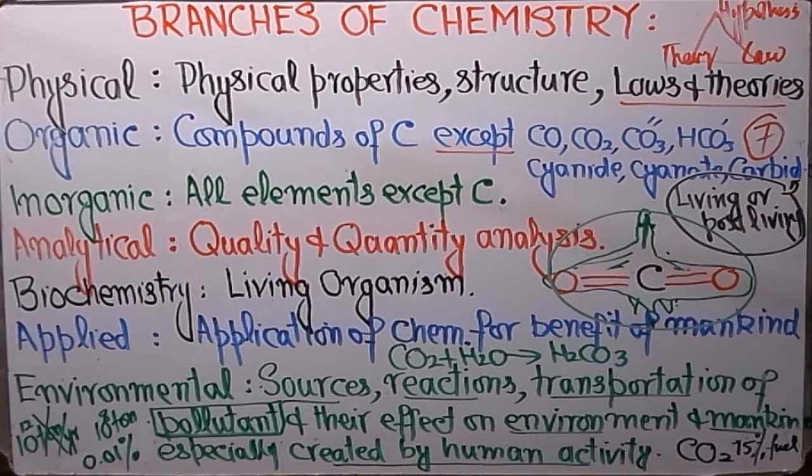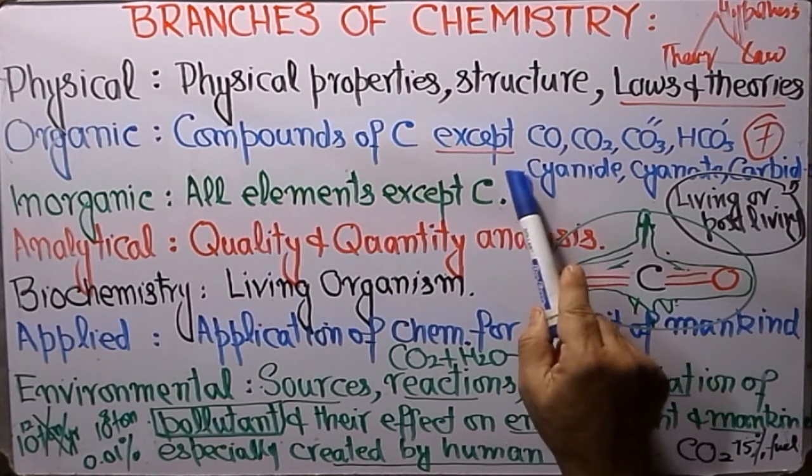Then there is organic chemistry. There are 118 elements, and one of them is carbon, which is called the king of elements. The compounds of carbon are known as organic compounds, and their study is called organic chemistry. When we use the word study, it means study of physical properties as well as chemical properties. But there are a few exceptions.